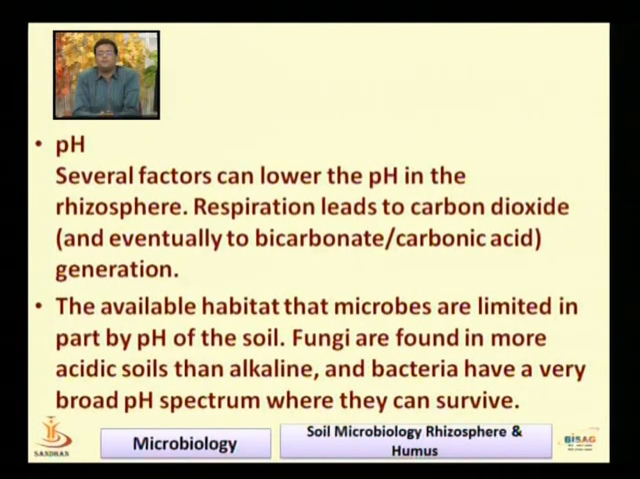pH also has a prominent effect on rhizospheric flora. Here a lower pH is found in this area because the CO2 level is high, and CO2 dissolves in the soil water and ultimately forms carbonic acid and bicarbonates, and that leads to lowering of pH. Lowering of pH also facilitates solubilization of phosphorus and similar things, and ultimately it gives a positive effect on microbial growth in the rhizosphere.